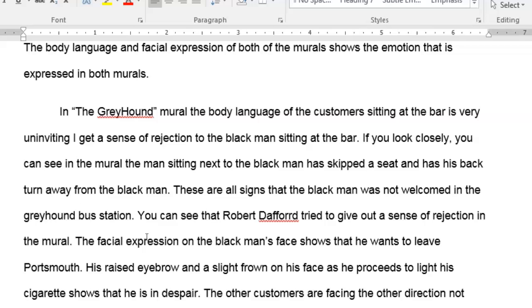Other things I just wanted to comment on, the Greyhound mural. I think about that mural all the time. It definitely shows isolation, and I think that you're describing that. You're not using that kind of language, but you talk about a sense of rejection. He's definitely different. He's definitely placed differently. He's represented differently than the other people in the mural.